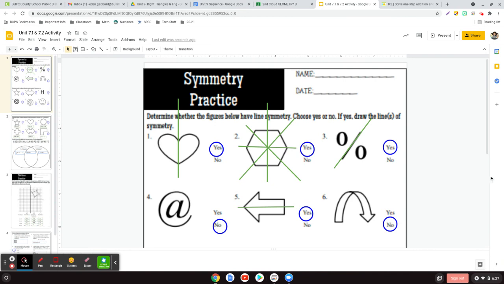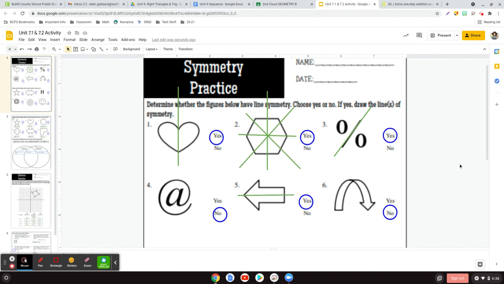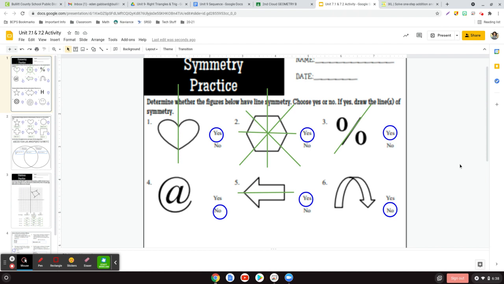So our 7.1, we're going over symmetry. On here, we're going to determine whether the figures have line symmetry. And remember, line symmetry is that we can fold it and the points match up. So 1 is a yes, 2 is a yes, 3 is a yes.